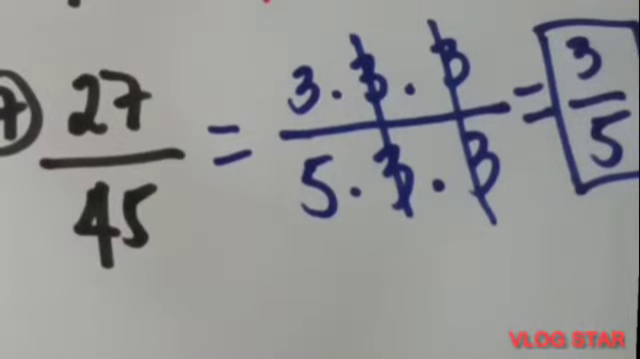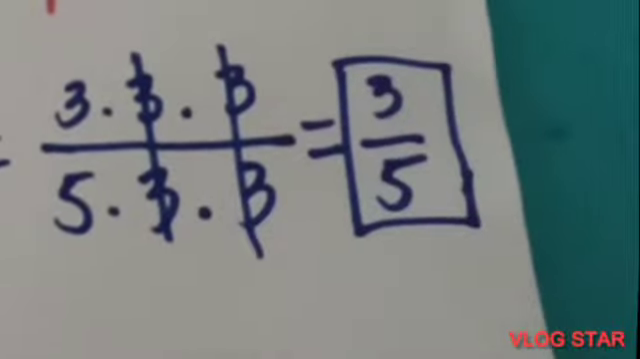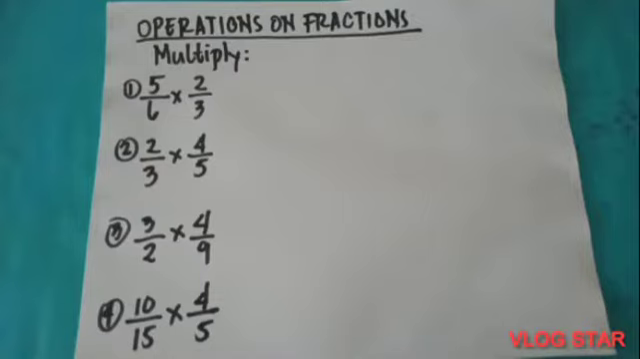So, let us take multiplication ng fraction. Let us multiply fractions. Sa multiplying ng fraction, kailangan natin i-multiply yung both numerators and denominators. Pero kung kailangan natin i-simplify ang sagot or i-reduce to lowest term, kailangan natin yung prime factorization. So, let us take example number 1.